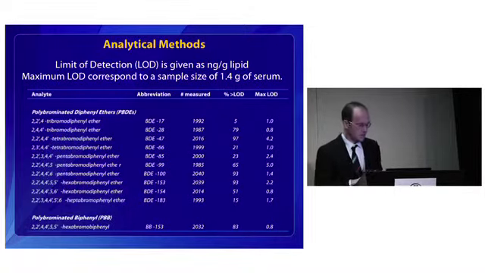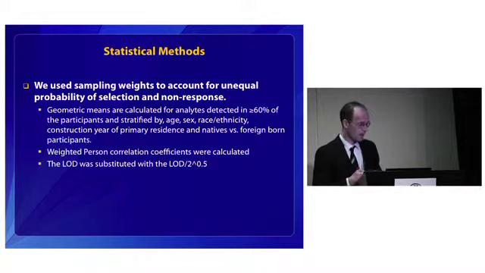So back to NHANES, we had good detection frequencies for the main congeners that we're looking at: BD28, BD47, they are in the 90s, and BD100, BD153 also in the 90s, so we had good detection frequencies using a relatively low amount of serum. For statistical methods, we used sampling weights to account for unequal probability of selection and non-response.